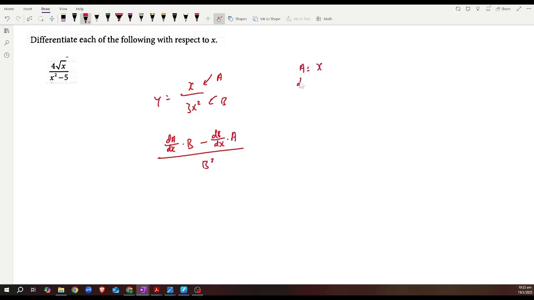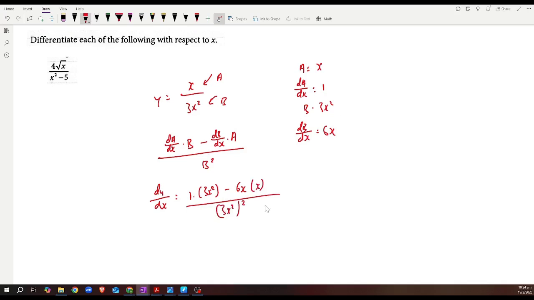Okay, so if you write the terms separately, a is just x, dA dx is 1, b is 3x squared, dB dx is 6x. Then you can just sub them in. You don't have to do it this way, you can just do it directly, but if you find it confusing or if the terms are quite big, you can just do it at the side. So dA dx is 1 times b, which is 3x squared, minus dB dx, which is 6x, times a, which is x, over b squared. So b squared is 3x squared to the power of 2.